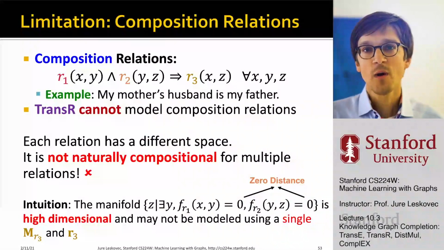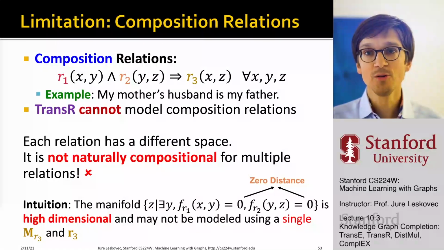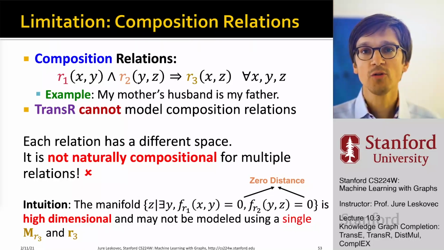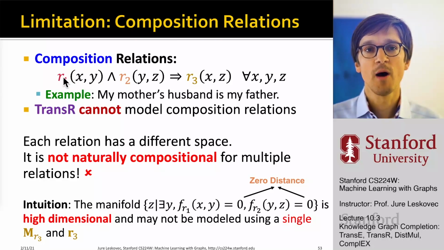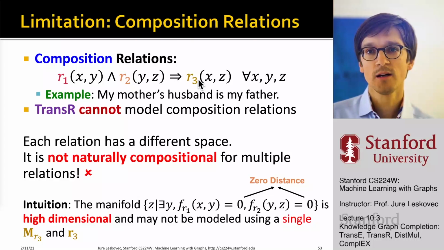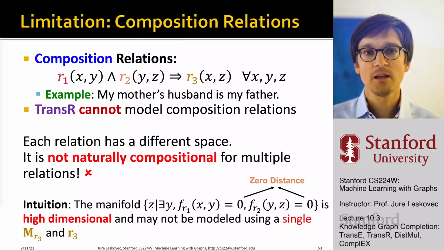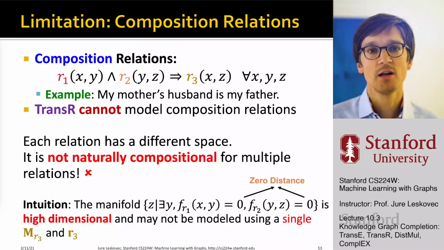What is the issue? What is it not able to do that TransE was able to do? One thing is composition relations. In TransR, you cannot do this type of composition of relations. Remember, if x is related to y with R1 and y is related to z with R2, then x and z are related by R3. This was very easy to do in TransE because everything was in the same space and we just moved around. But in TransR, we cannot do these composition relations.